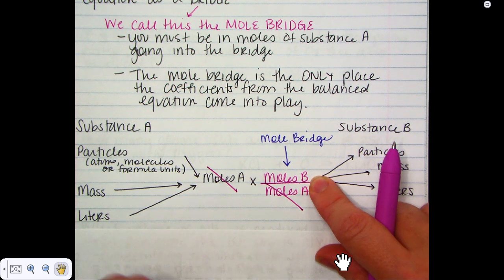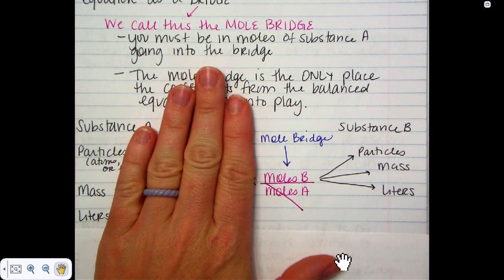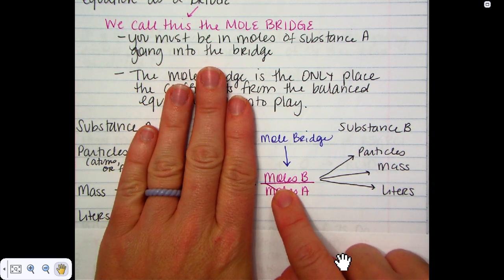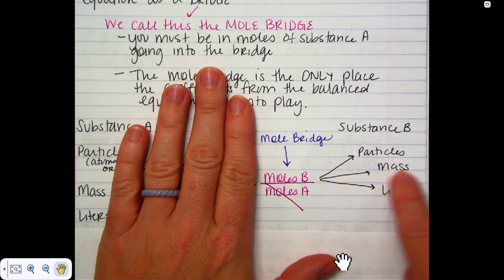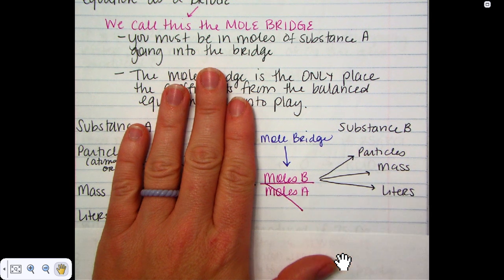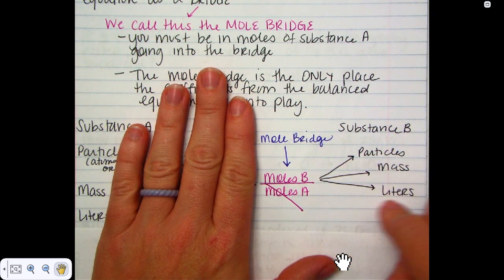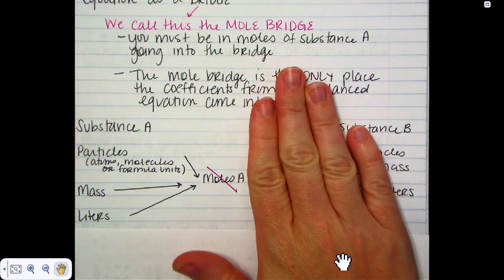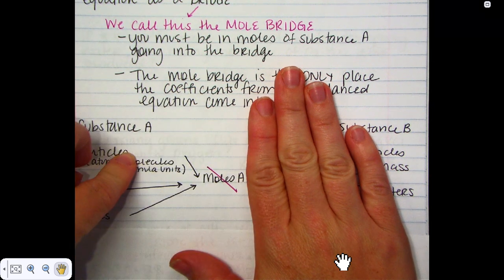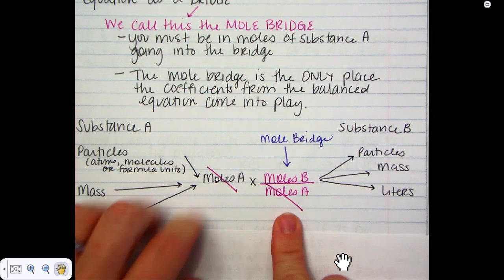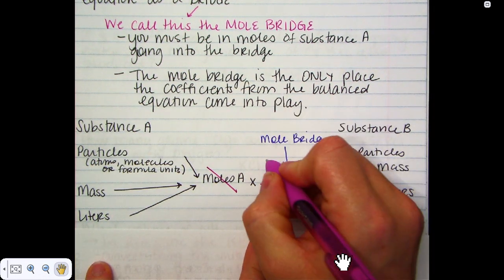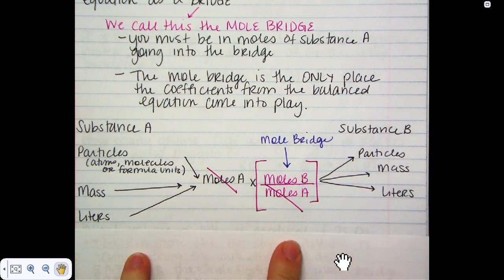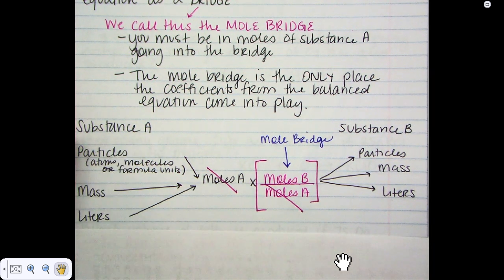From that point, it just becomes compound stoichiometry again. You're into moles of B. You're going to convert out to whatever units the question requests the answer in, whether that be particles, mass, or liters. If it's moles, you're done. But most of the time, it's going to be going to something else. So really what we have is some compound stoichiometry, the mole bridge step, some compound stoichiometry. It's only this middle step that we're doing that's anything new. Everything else is what we just finished doing in compound.